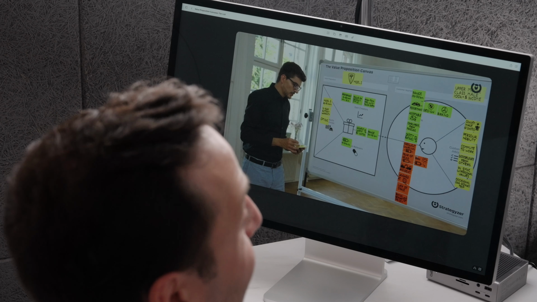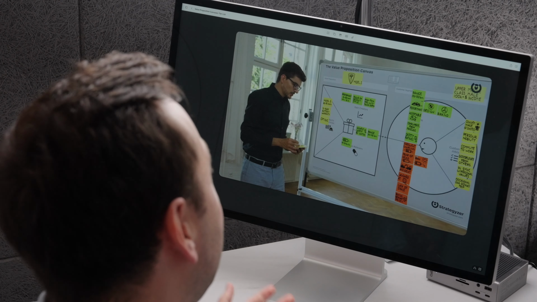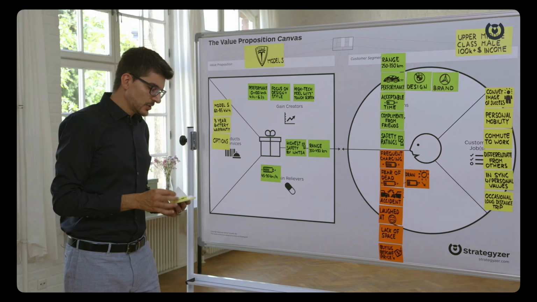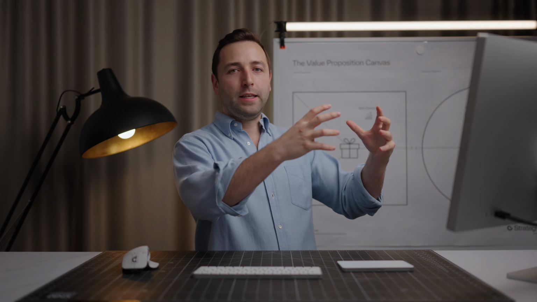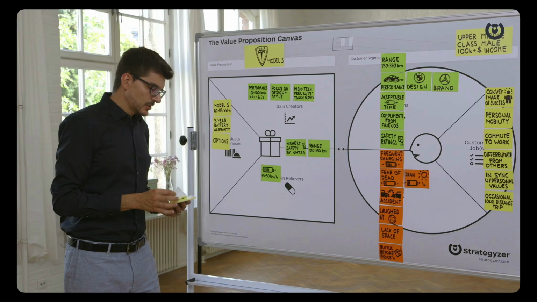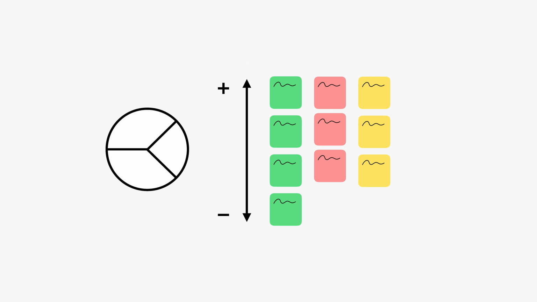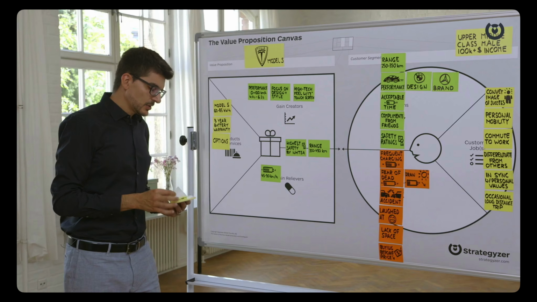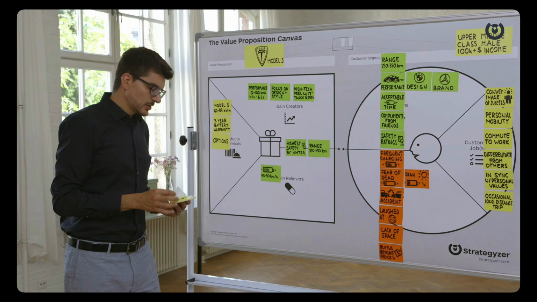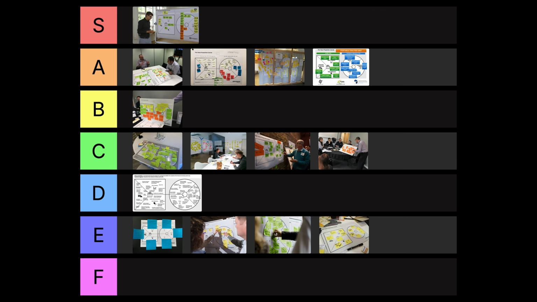Example 15 is of Alex Osterwalder's value proposition canvas for Tesla. Clearly he's done everything right here. He's used color-coded sticky notes. He's drawn pictures on his sticky notes, which again makes it easier to understand what's on the sticky note very quickly when you see it for the first time. I also like how what he's done is he's prioritized his jobs, pains, and gains. This makes it easy to understand what's most important for your customers. So of course, we're going to put this into S tier.